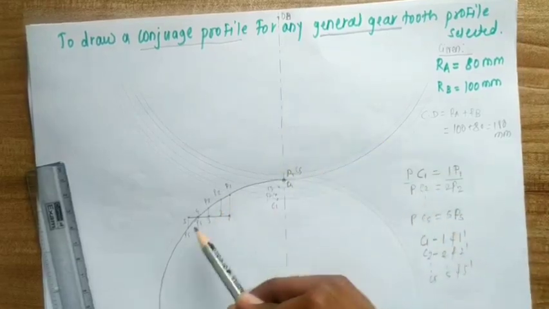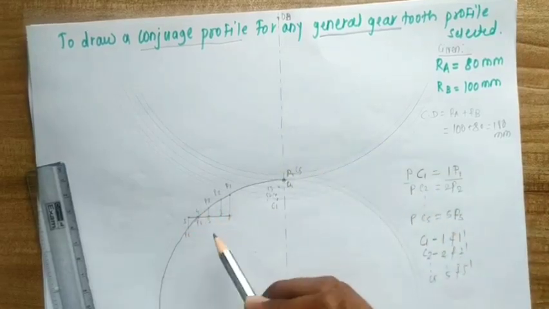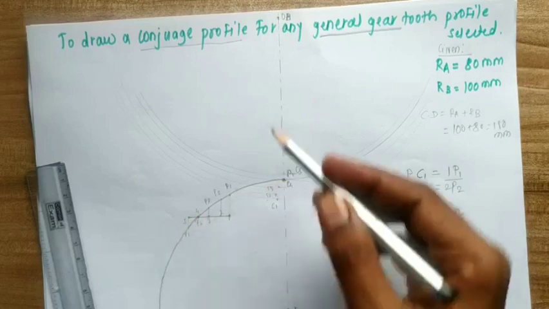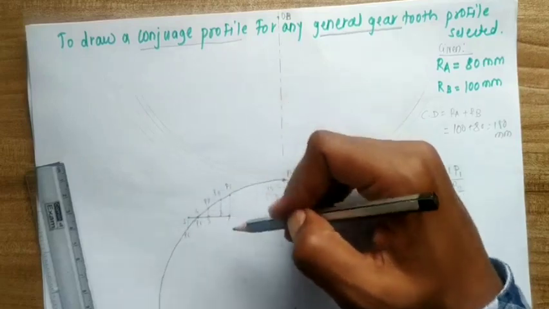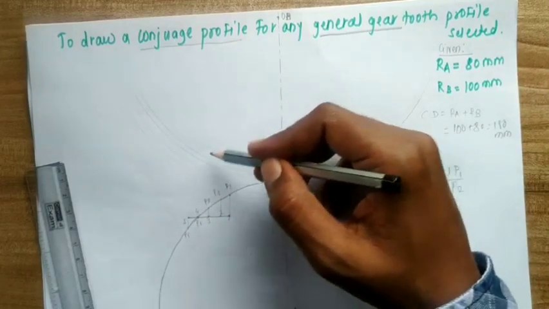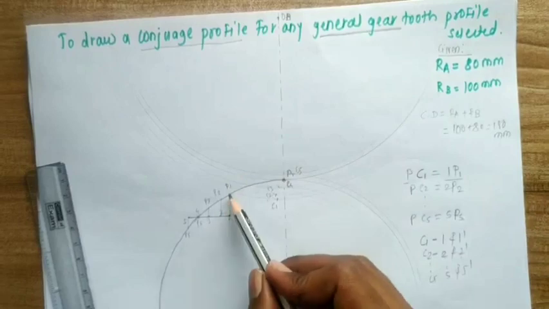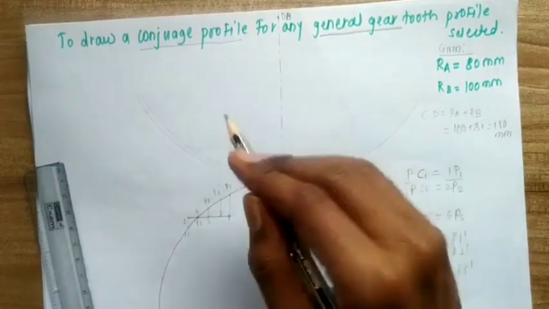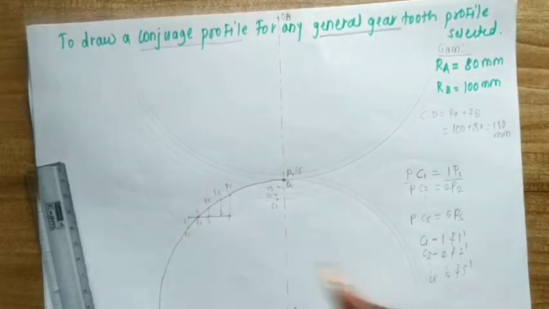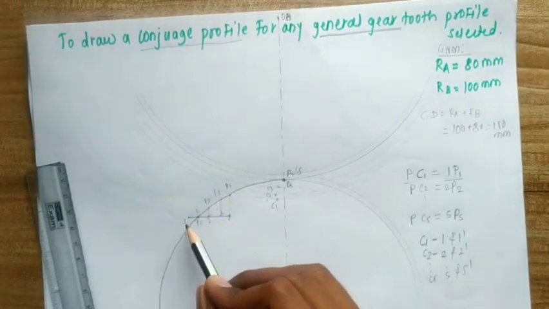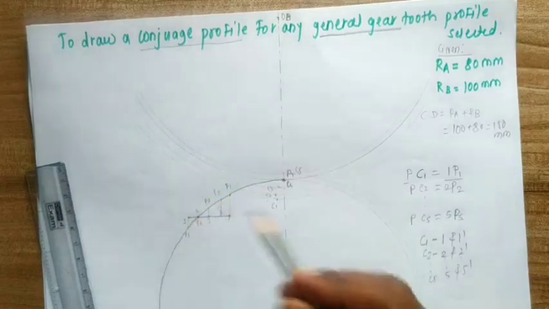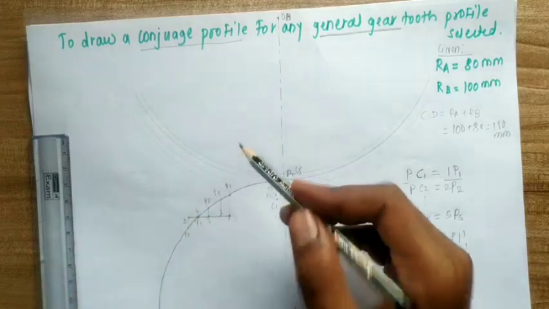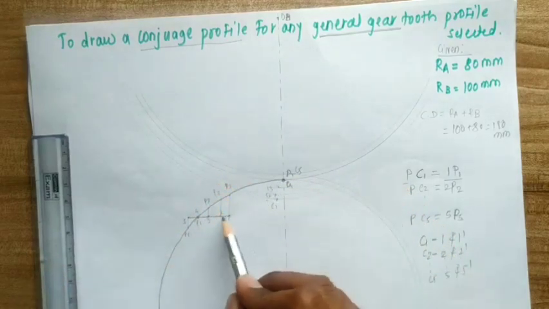Now see, actually on gear A, I know first 1, 2, 3, 4, 5. Then I find out P1, P2, P3, P4, P5. But now to get 1 dash, 2 dash, 3 dash, 4 dash, the corresponding points of 1, 2, 3, 4, I will do the reverse here. I will try to find out first P1 dash, P2 dash, P3 dash, P4 dash, P5 dash on gear B, and corresponding to that I will get 1 dash, 2 dash. Means I will do the reverse of here. Here I find out 1, 2, 3, 4, 5 first, and then P1 to P5. Now in the next case, I will find out P1 dash to P5 dash first, and then 1 dash to 5 dash.